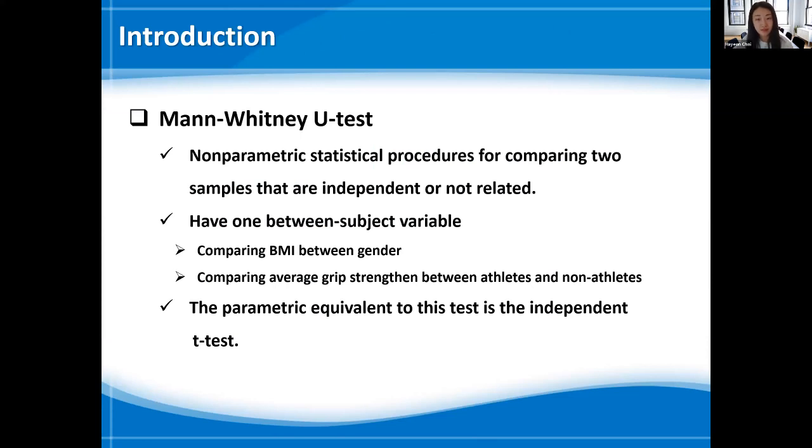As a concept, the Mann-Whitney U-test is a non-parametric statistical procedure for comparing two samples that are independent or not related. So if we have two distinct samples and have one between-subject variable, then we can use a Mann-Whitney U-test. The most common independent sample is gender, like comparing the difference between males and females. The parametric equivalent to the Mann-Whitney U-test is the independent t-test.